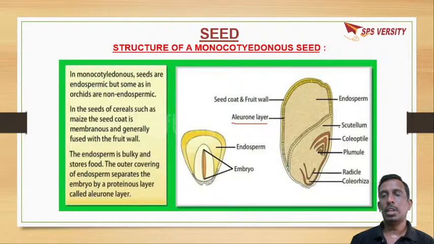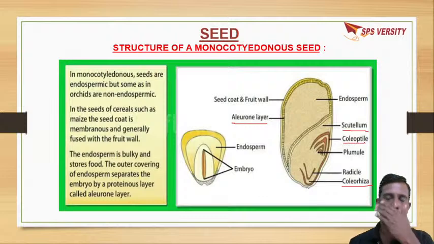The one and only cotyledon is called scutellum. So here also there is a radicle and plumule. Radicle is protected by a cap-like structure called coleorhiza. Plumule is protected by a cap-like structure called coleoptile.